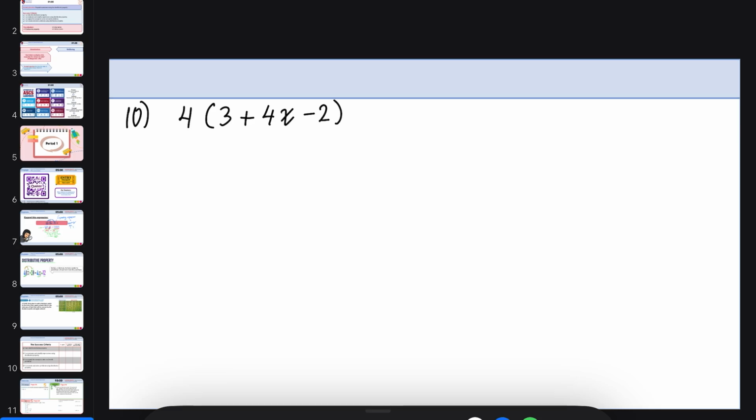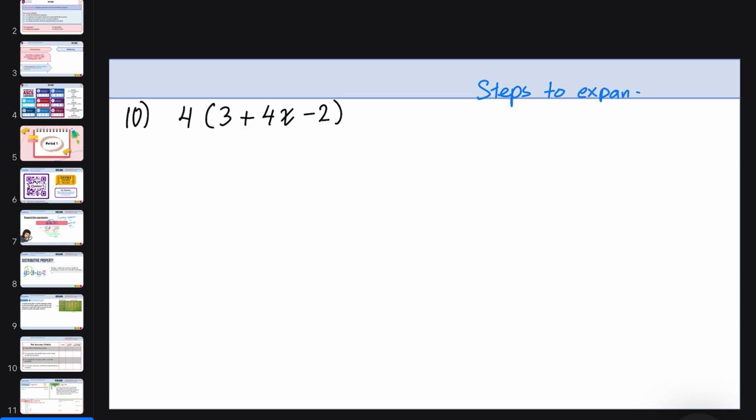Okay, so as I promised you, we need to list down the steps to expand algebraic expressions.